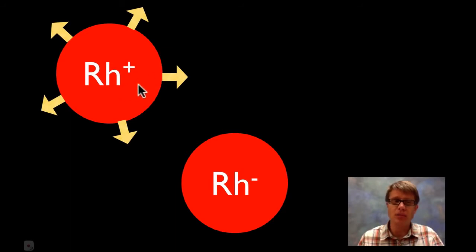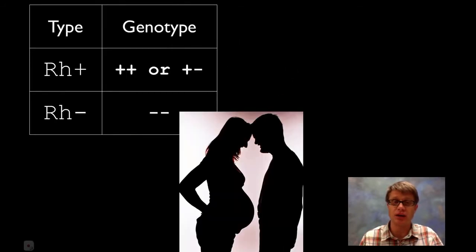And so what antibodies is an Rh positive going to have? Well, neither. It's going to have none of those antibodies, but if you're Rh negative, then you're going to have those Rh plus antibodies. And so the genetics are pretty simple. If you're Rh positive, you could be either homozygous or you could be heterozygous. If you're Rh negative, then you're going to be homozygous negative. So which is dominant? Dominant is going to be the Rh positive.